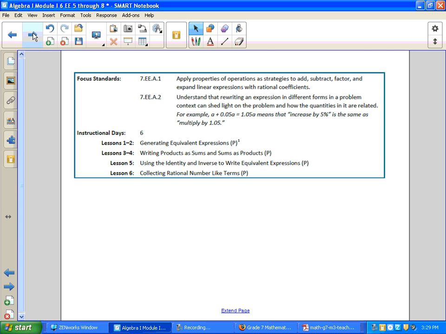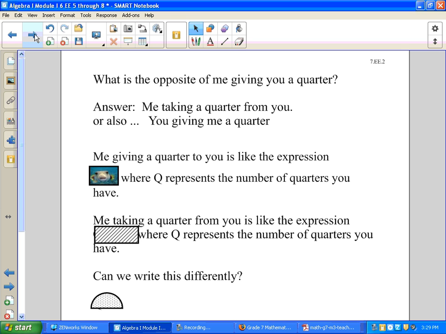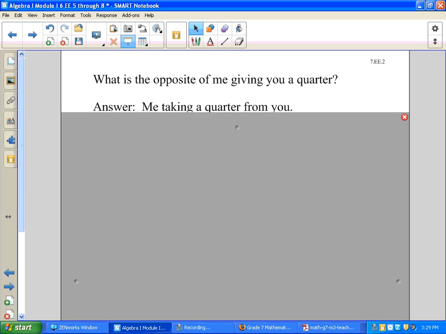What we're going to be doing now is focusing on standard 7.EE.2, understanding that rewriting an expression in a different form in a problem can shed some light on the problem, and we can see how the two expressions are related to each other. What does that really mean? Let's talk about this in some simple examples.